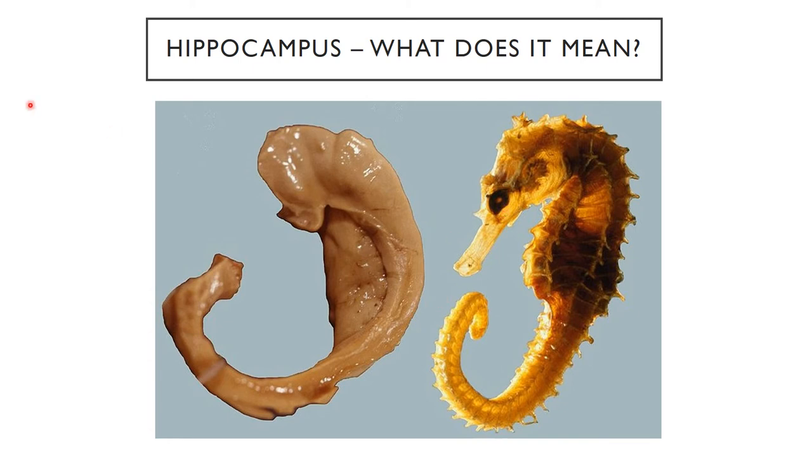And then there's a lot more interesting etymology around this. Hippo, as we know from hippopotamus, refers to horse, and campus refers to sea, so seahorse. A hippopotamus is a river horse. In fact, the Potomac River is called the Potomac River because Potomac means river. Okay, I'm rambling. Hippocampus.